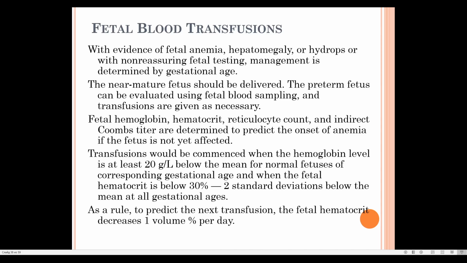Transfusions would be commenced when the hemoglobin level is at least 20 grams per liter below the mean for normal fetuses of corresponding gestational age, and when the fetal hematocrit is below 30%, so 2 standard deviations below the mean at all gestational ages. As a rule, to predict the next transfusion, the fetal hematocrit decreases 1 volume% per day.